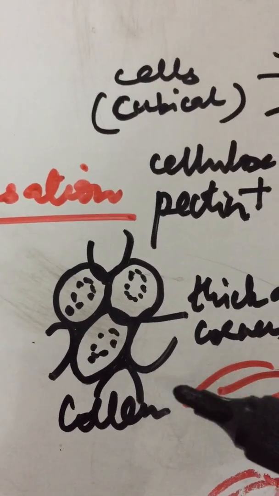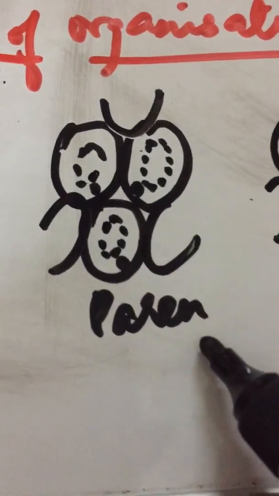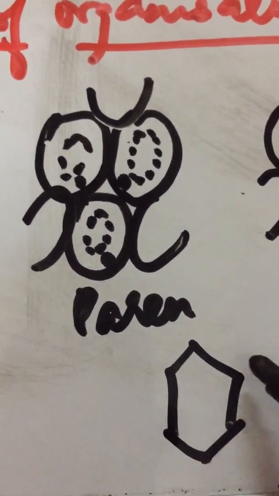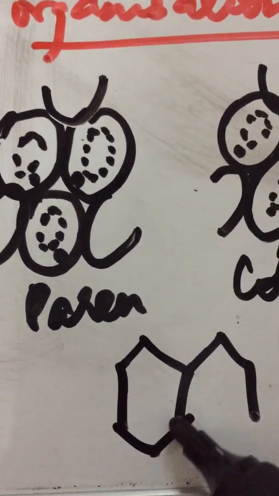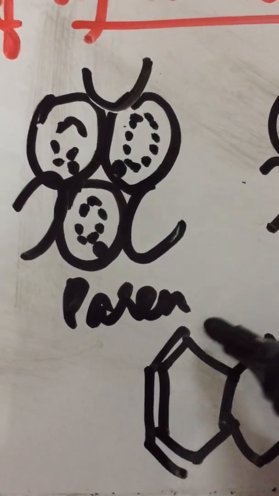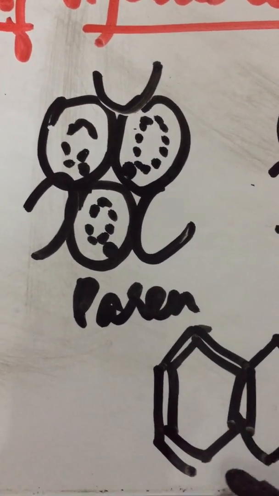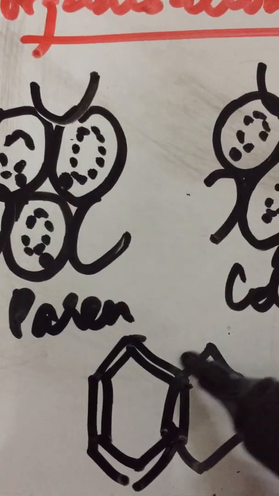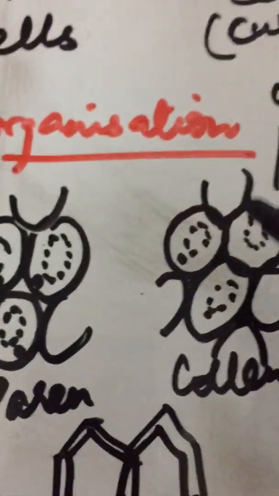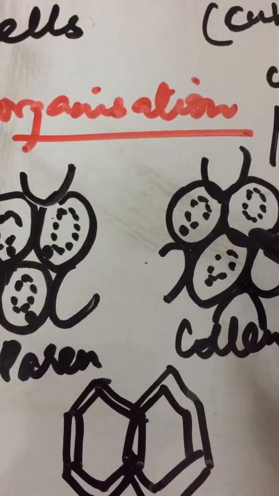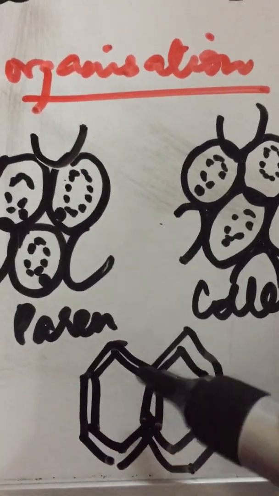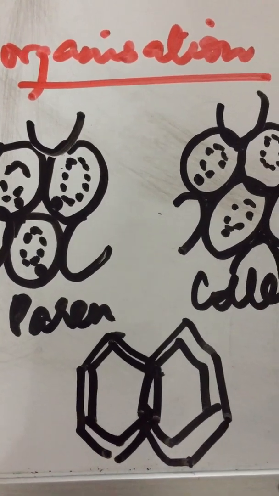Then we have sclerenchyma. Now sclerenchyma cells are somewhat hexagonal in shape. Hexagons are six-sided figures. They are somewhat hexagonal in shape. And they have uniformly thick walls. These are the thickenings that I am drawing. So they have uniformly thick walled cells. So parenchyma, thin walled cells. Collenchyma, thick at the corners or edges. And sclerenchyma, uniformly thick walled cells.